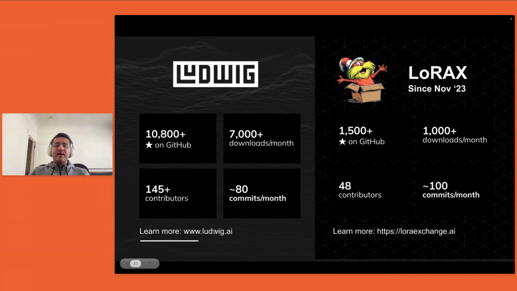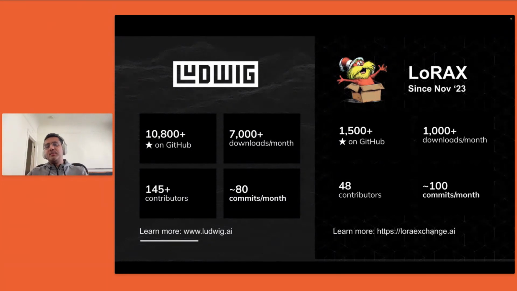So you can go to ludwig.ai to get set up. You have loraexchange.ai, which talks more about LoRAX, and LoRAX is our serving solution where you can serve hundreds of LoRAs on a single GPU with virtually no inference degradation when you're swapping between these LoRAs per request.